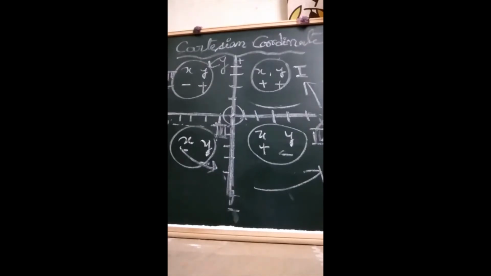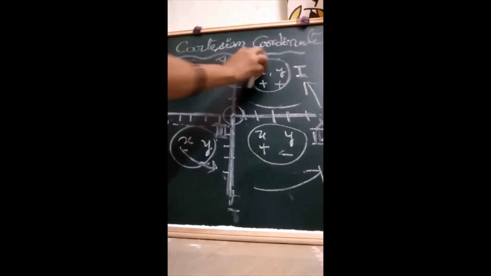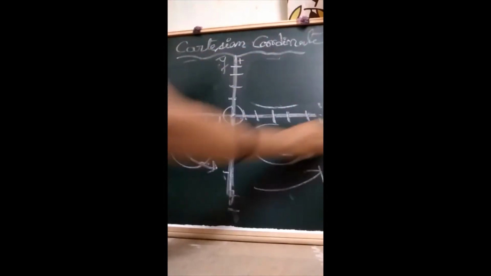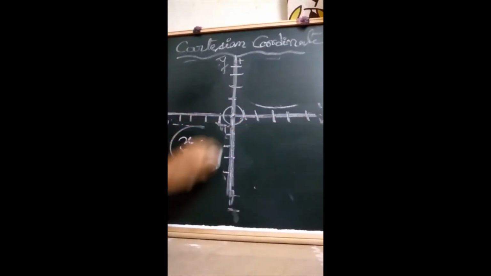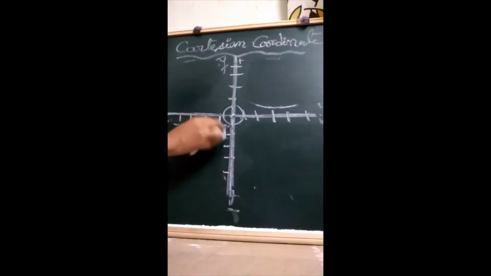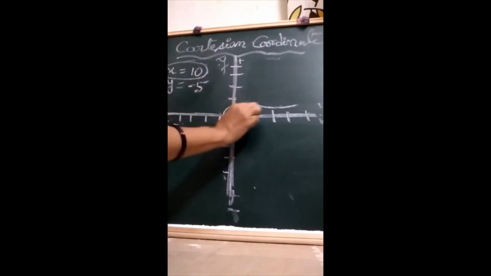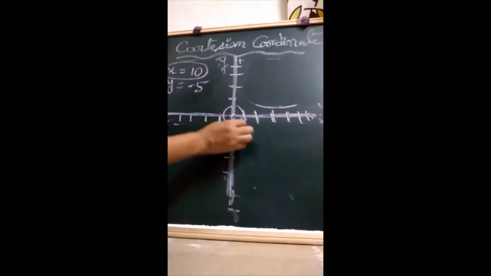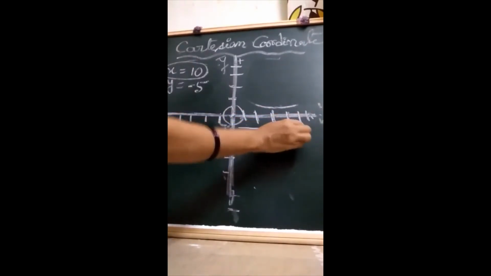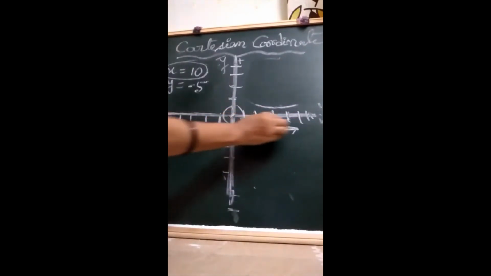Here the value is always expressed as x and y. Now suppose there is an assignment: you have to plot an x, y value in the Cartesian coordinate system. Suppose here x is 10, y is minus 5. You have to plot this. Then you have to locate the positive 10 value on the x positive axis.